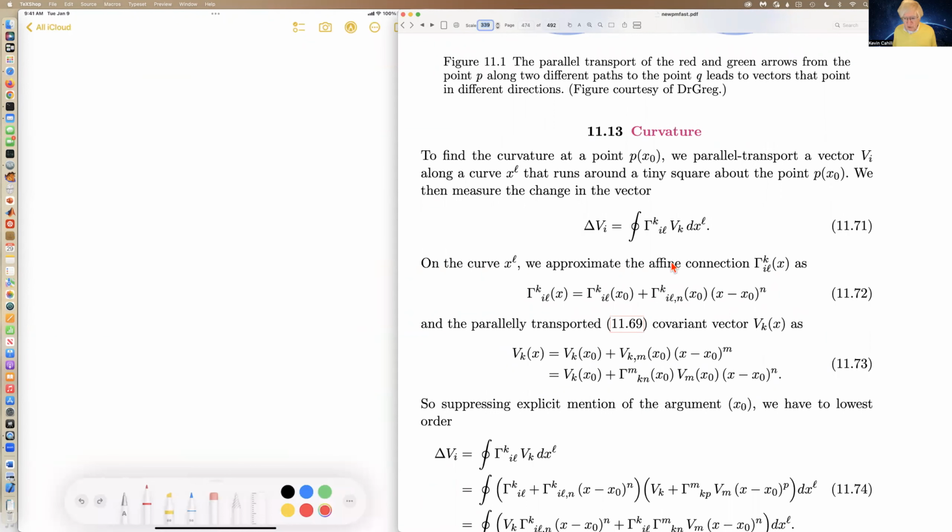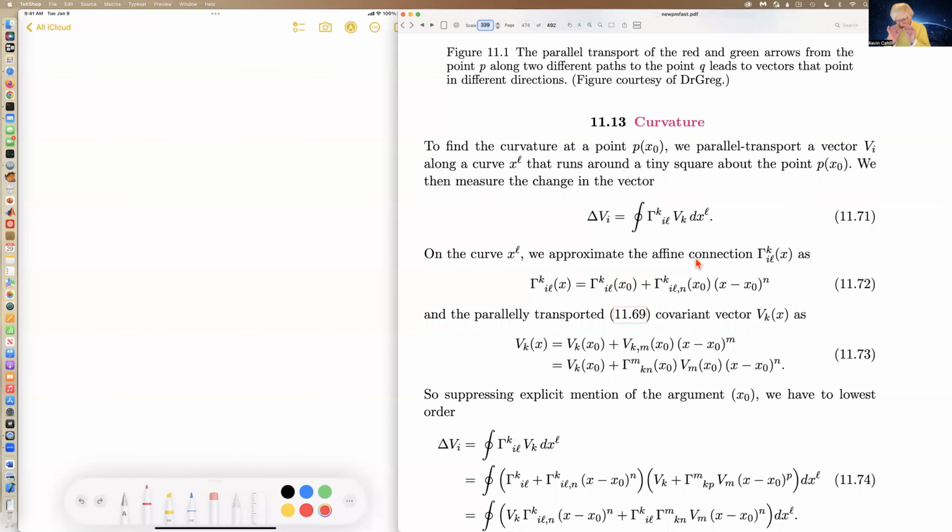Anyway, on the curve, what we're imagining is we're going to go around a very tiny square of side a. And on the square, we're going to approximate the Christoffel symbol by the value at the center of the square plus the derivative of the Christoffel symbol times the distance from the center of the square in the nth direction, and then summed over n. And the same thing for v^k. It's going to be v^k at the center of the square plus the nth derivative times the nth distance from the center of the square.